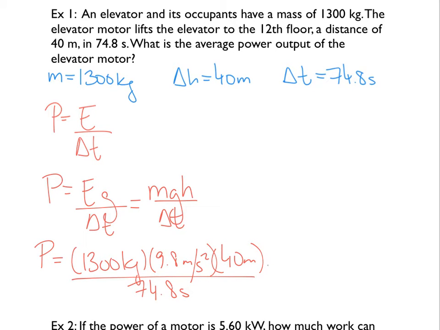And that gives us a total of 6,812.83 watts. And that equals 6.81 kilowatts. So remember, kilowatt is 1,000 watts, so you're just dividing by 1,000, so 6.81 kilowatts.